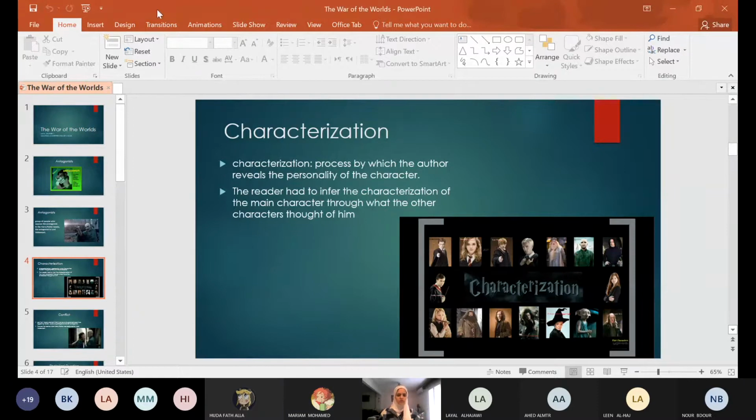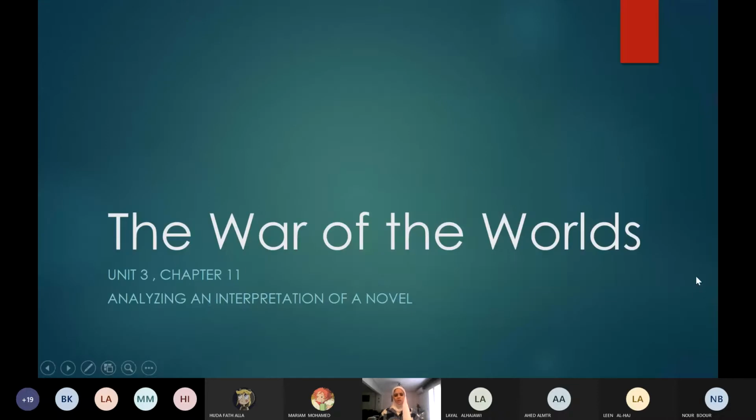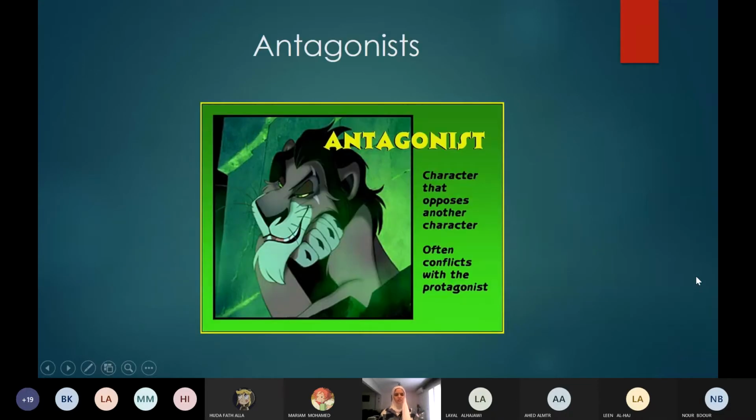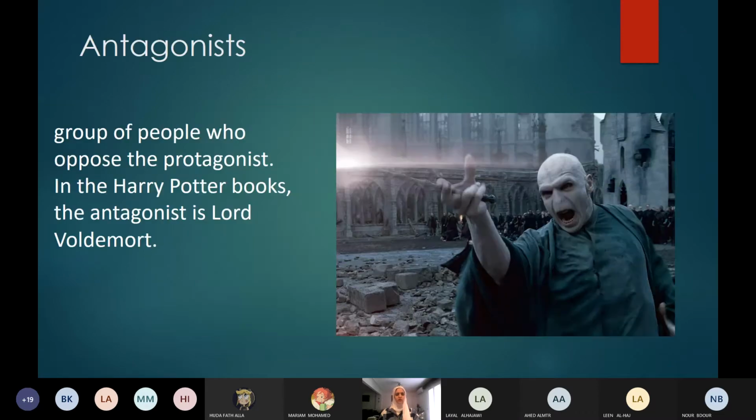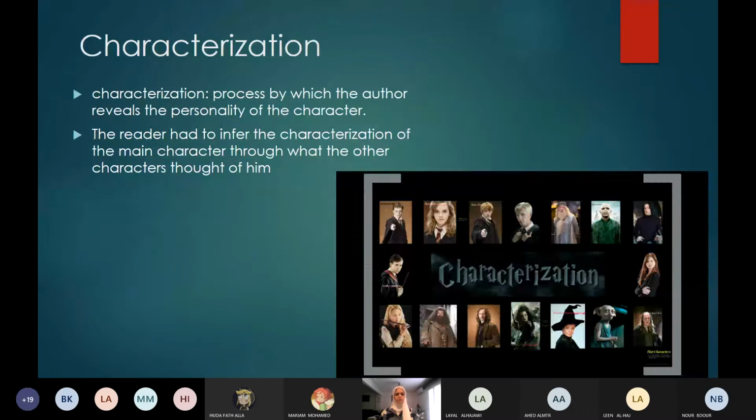So we were discussing the antagonist. We just started here. We discussed the antagonist. Antagonist is the person who opposes the protagonist, the hero of the story. Like in Harry Potter, it is Lord Voldemort. And we discussed the characterization, how the author gives special traits, special characters to each one.